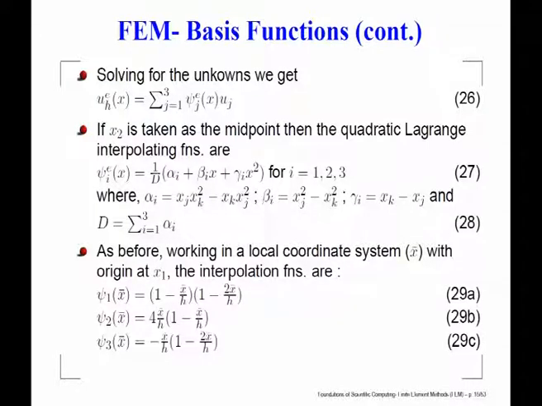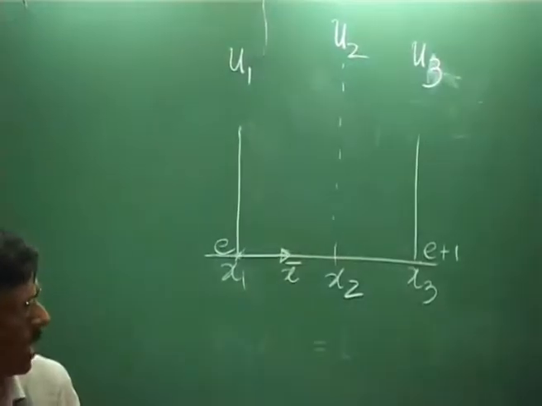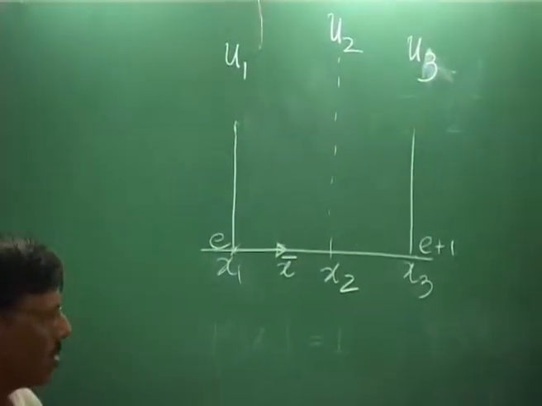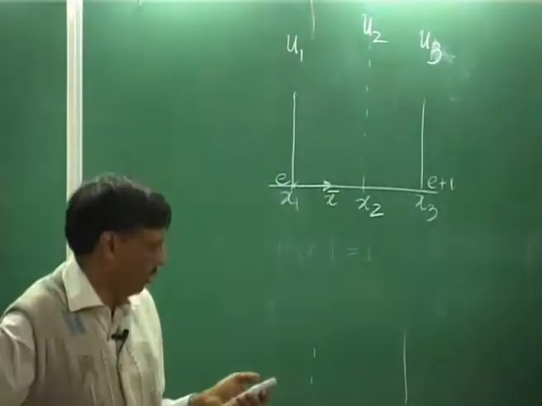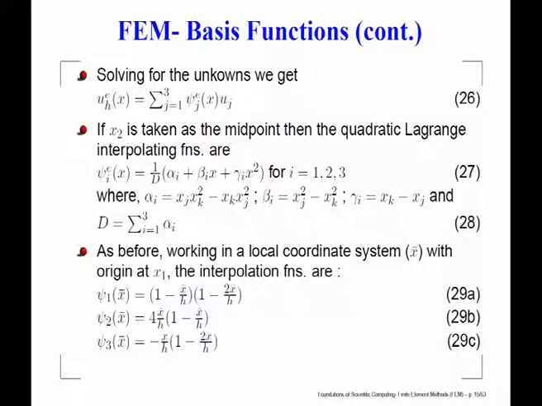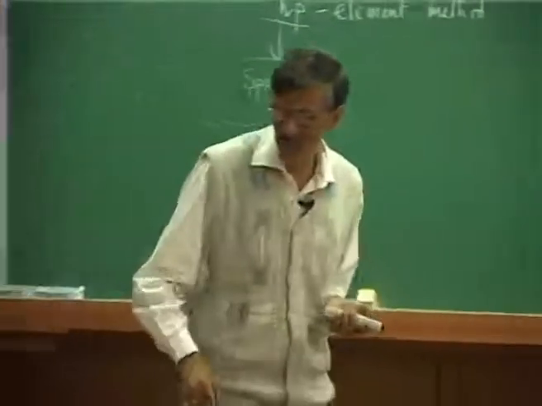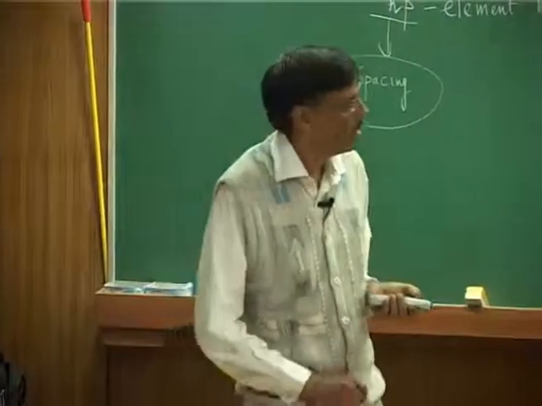Now, what we would like to do is, as before, switch over to a local coordinate system and peg the origin at x1, and call that x bar, and then we are going to get 3 such functions. Going through this exercise, you will find out that we are going to get 3 such functions. They look like this.